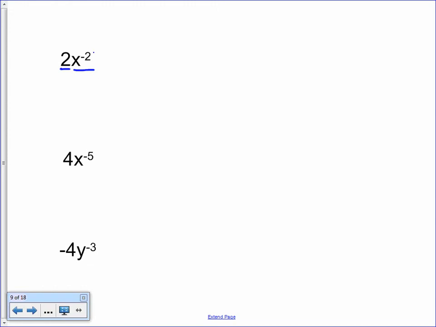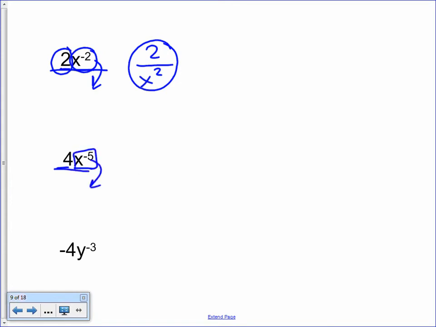Now we talked about moving what has a negative exponent, and that's true. But we're only going to move the x to the negative 2 power. So again, imagine we're on top. That's got to go to the bottom. So that becomes x to the positive 2. But the 2 does not have a negative exponent, so we can't move that. We're going to leave that. 2 over x to the second. For this one, we have the 4, the x to the negative 5. We can only move this to the bottom of the fraction. So this becomes x to the positive 5 on the bottom, and on top is still that 4.